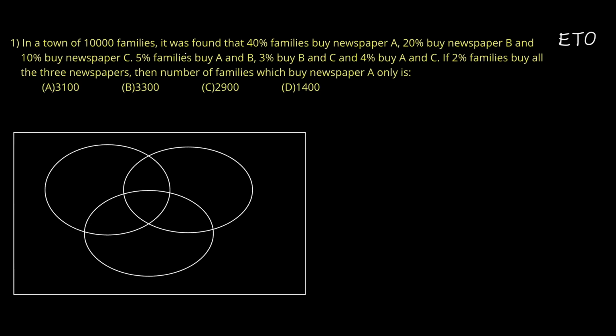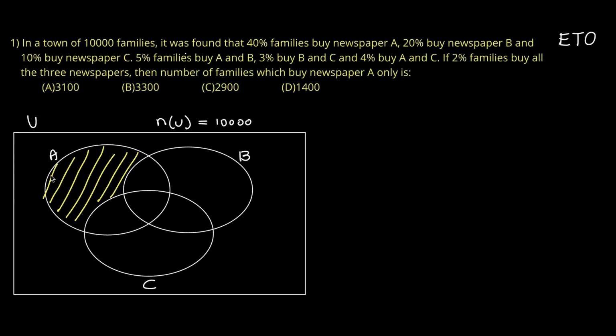As per the question, there are three newspapers. The left circle represents the number of families buying newspaper A, the right circle represents the number of families buying newspaper B, and the bottom circle represents the number of families buying newspaper C. The square enclosing all three circles represents the universal set, in our case the number of families in the town. So the number of elements in the universal set is 10,000. We need to find the number of families buying newspaper A only. This is the area which we need to find.